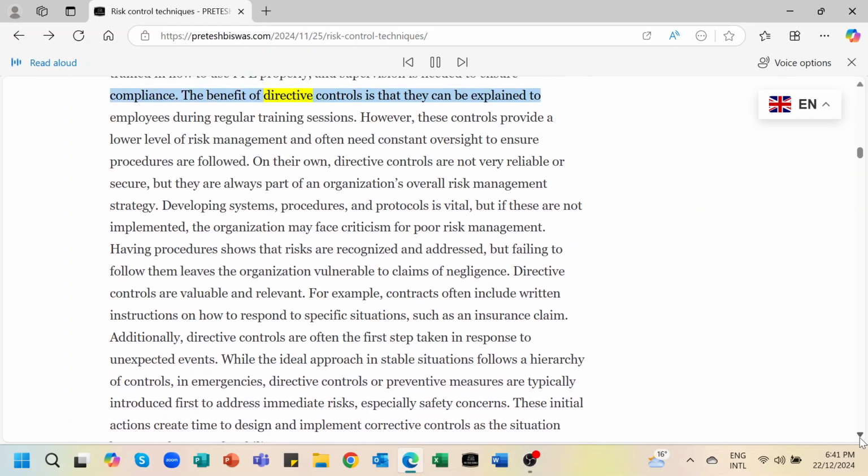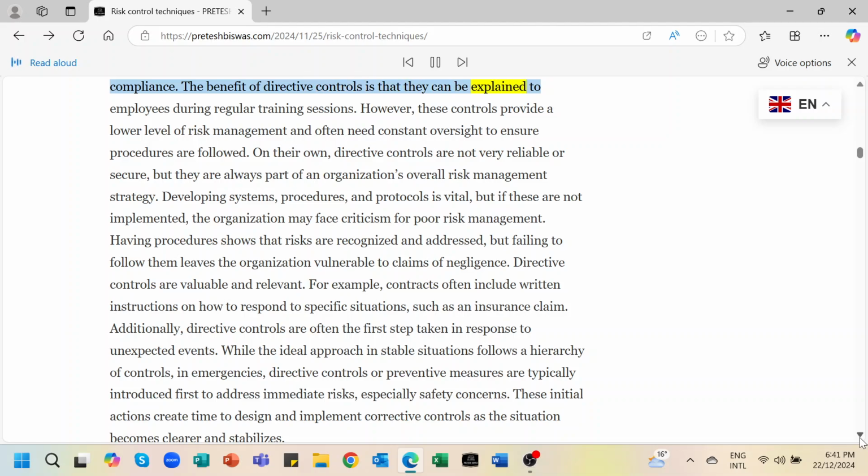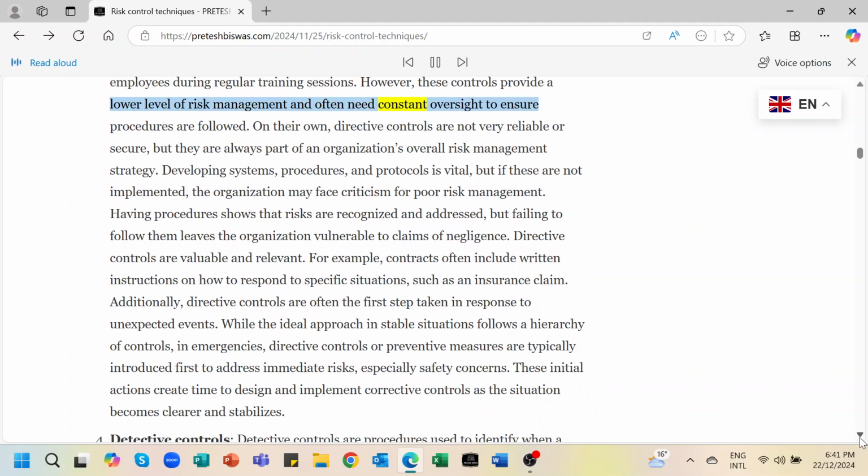The benefit of directive controls is that they can be explained to employees during regular training sessions. However, these controls provide a lower level of risk management and often need constant oversight to ensure procedures are followed. On their own, directive controls are not very reliable or secure, but they are always part of an organization's overall risk management strategy.